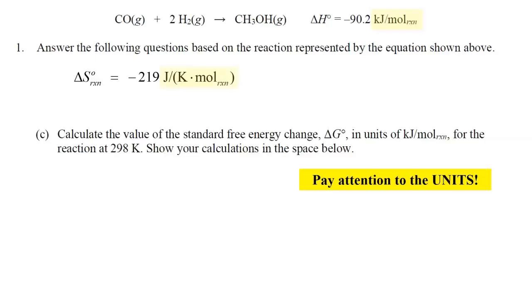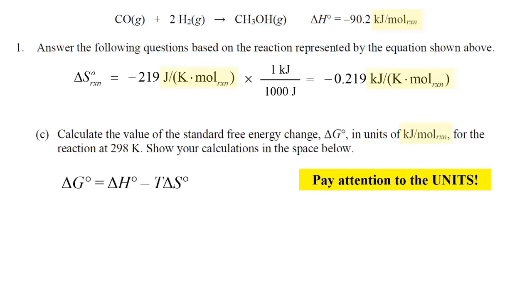And if we read the instructions in part C, it says calculate the value of the standard free energy change, or delta G, in units of kilojoules per mole of reaction. So the conversion factor to go from joules to kilojoules would be that there is 1 kilojoule for every 1,000 joules. That means I'm going to take negative 219 and divide by 1,000. And when I do that, I get negative 0.219, and now my units for delta S are kilojoules per Kelvin mole of reaction. Now let's plug in these values into the Gibbs free energy equation.